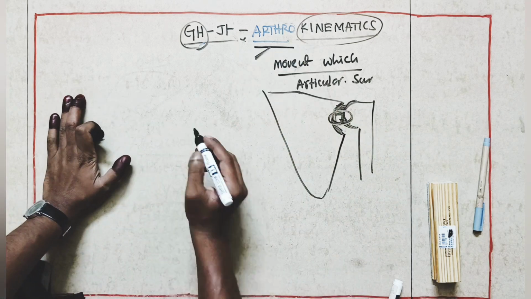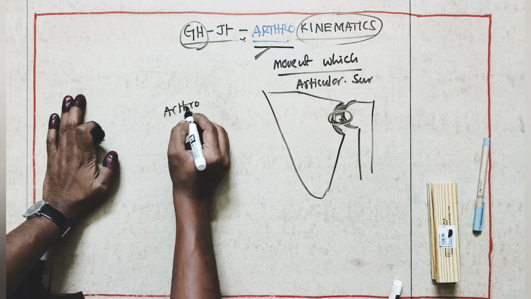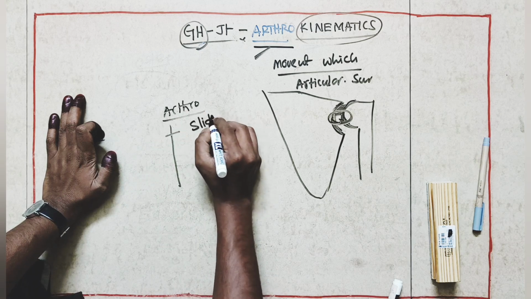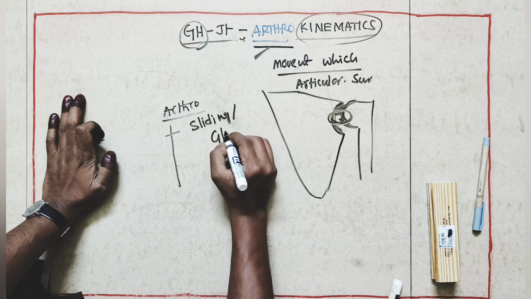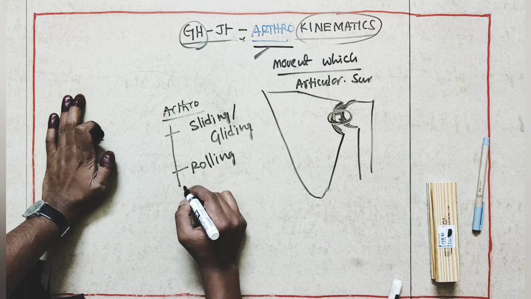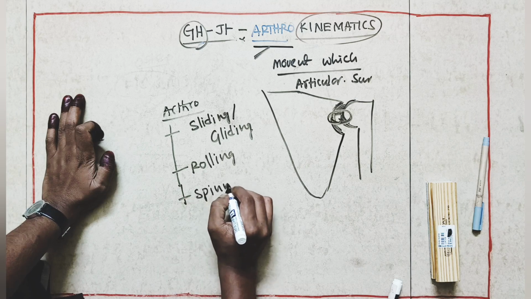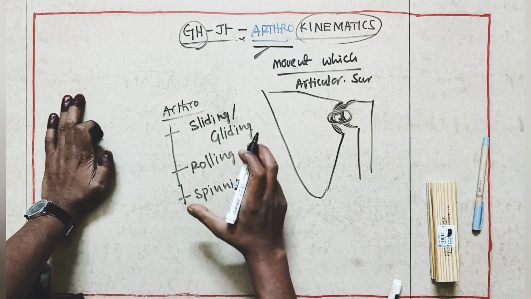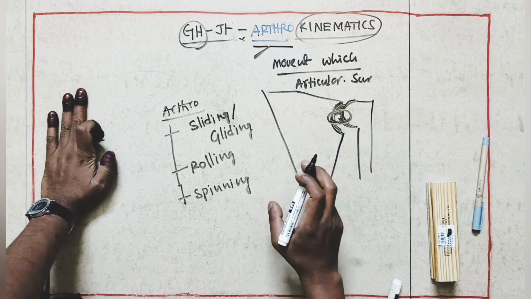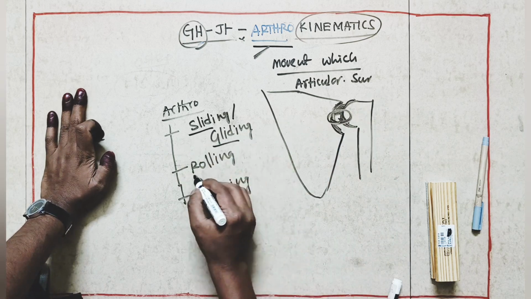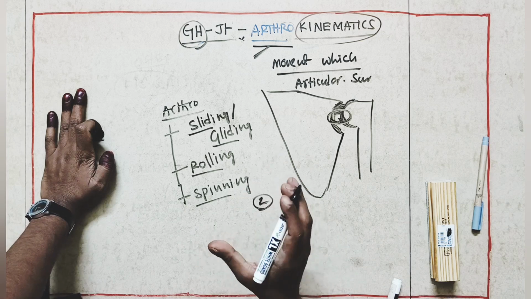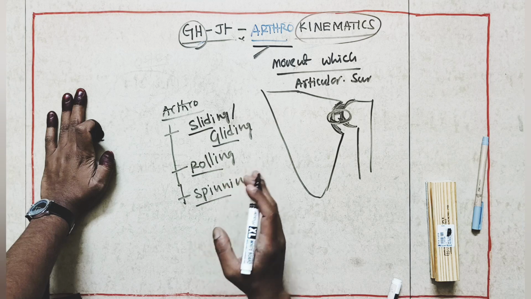In arthrokinematics, what kind of movements do we have? First one, sliding, also called gliding. Second one, rolling. Third one, spinning. These are the possible arthrokinematics which can happen between any two articular surfaces in our human body. If you want to understand gliding, sliding, rolling and spinning, please check our channel, second chapter, joint structure and function. There I have explained very clearly what these are.